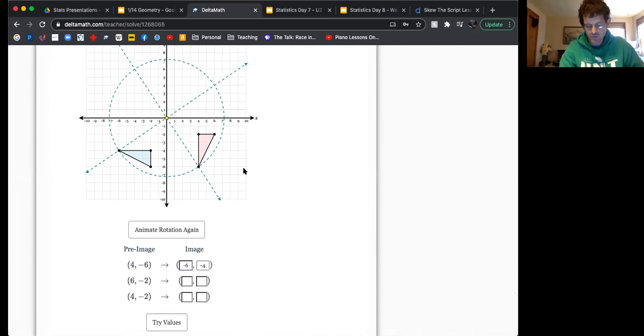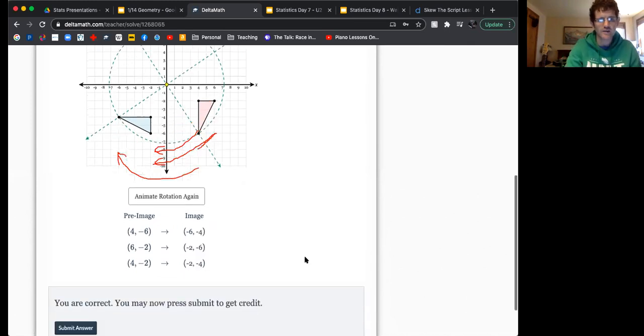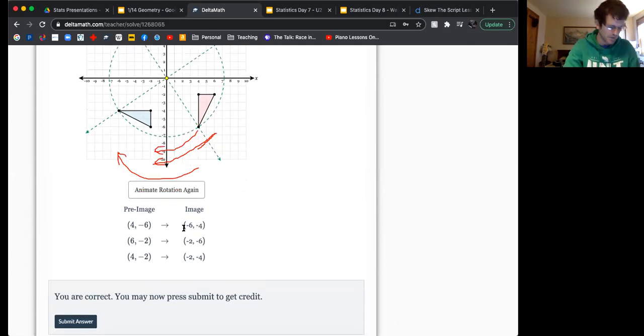Again, I'm taking this point right here and rotating it around to that point. (6, -2) is this point, and it rotated around to this point right here. So that's (-2, -6). And lastly, this point rotated to here. That makes (4, -2) became (-2, -4). So I'll try those values. Now this is correct. It says I'm correct.